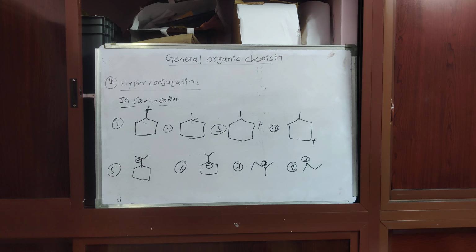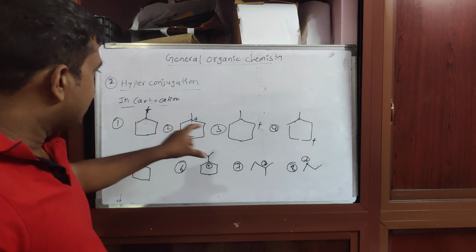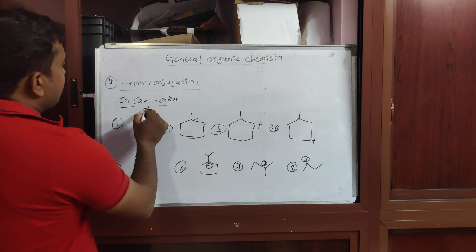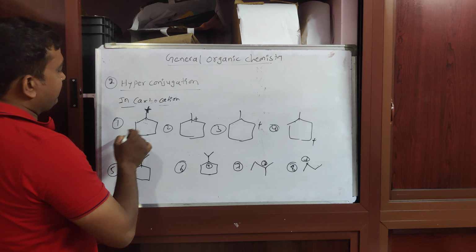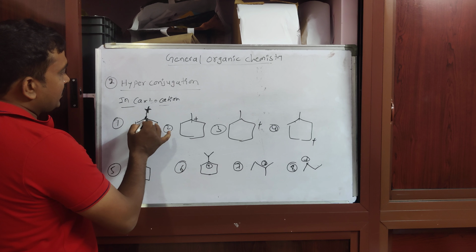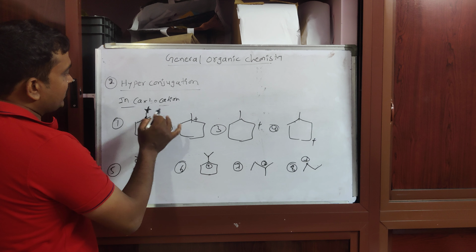Please find out the number of hyperconjugation structures of these compounds. First of all, we have to take this one. This is having a carbocation. This adjacent carbon is called the alpha carbon. How many hydrogens are there? 1, 2, 3 carbons are there. Only one hydrogen remains.